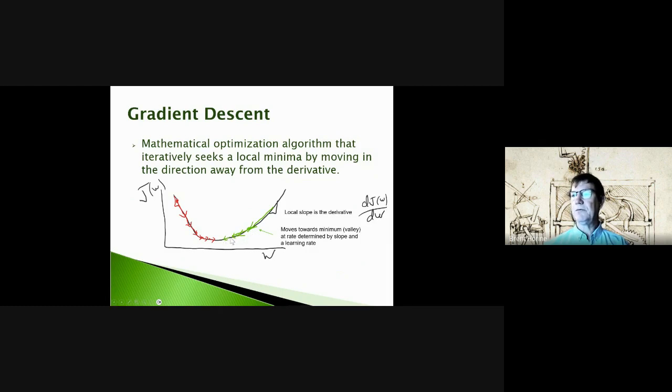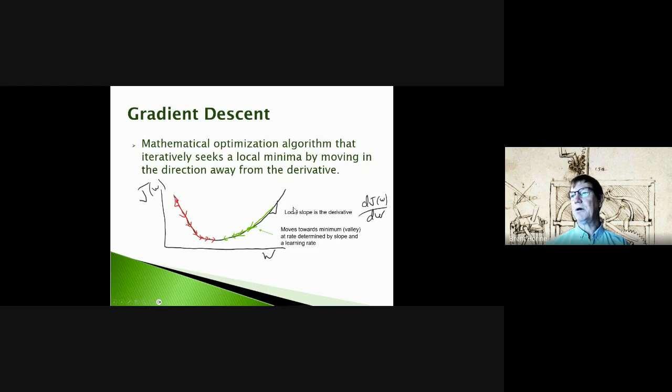And as we move, hopefully our slope gets lower and lower. And so we're iterating into the local minima. If we go too far, then our slope turns around, right? And then we'll get pushed back this direction.